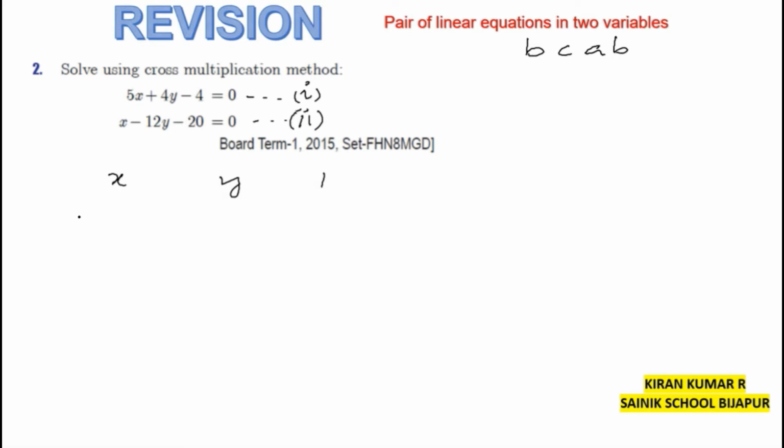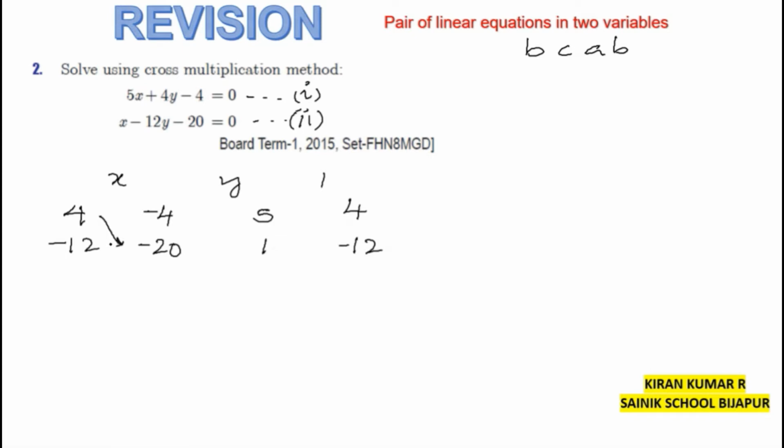The coefficient of y I'll write first, 4 and minus 12. Coefficient of the constant I'll write next. The constant term is minus 4 and minus 20. Then I'll write the coefficient of x term, 5 and 1. Then followed by the coefficient of y term, BCAB format.